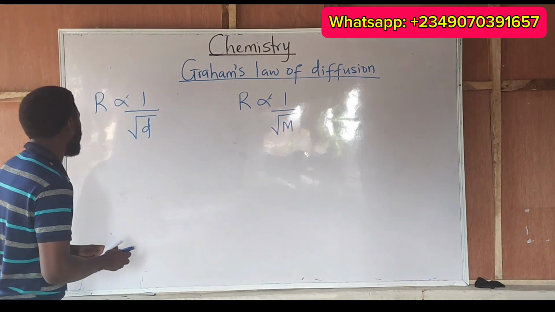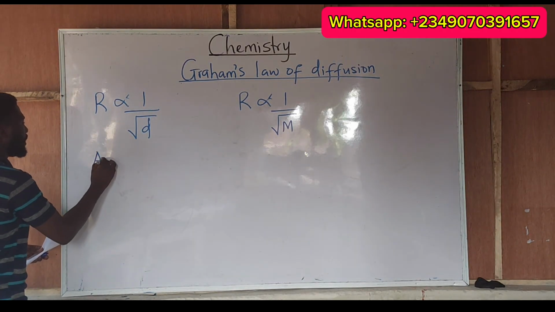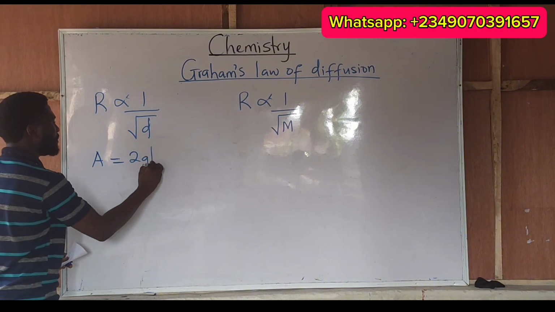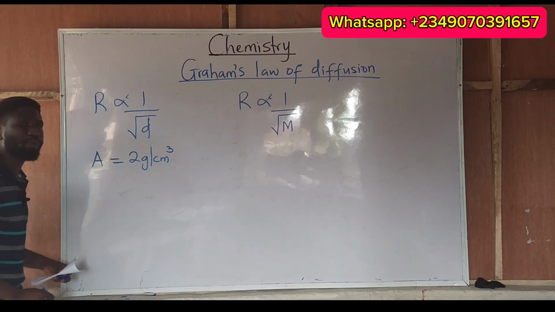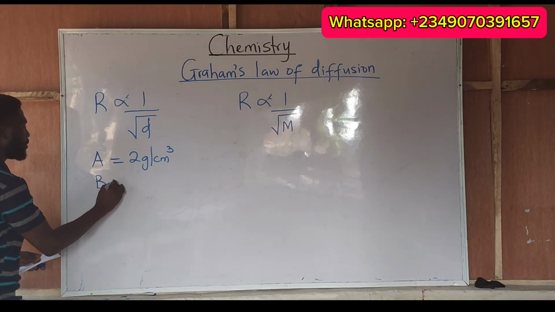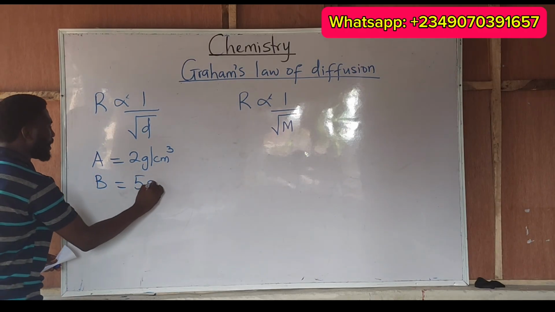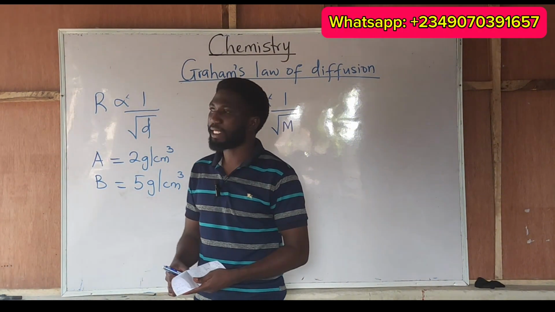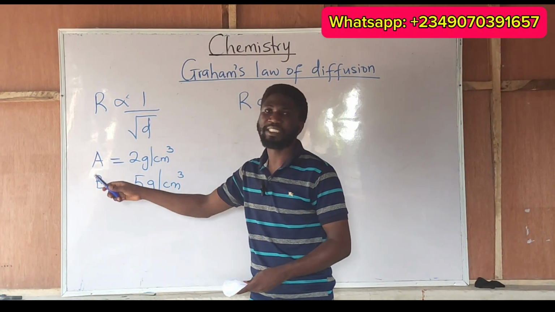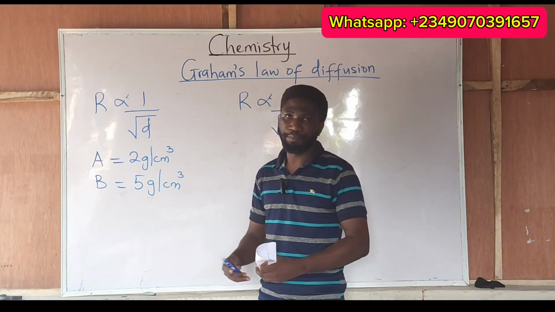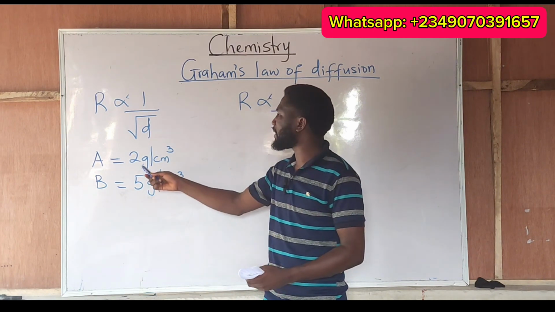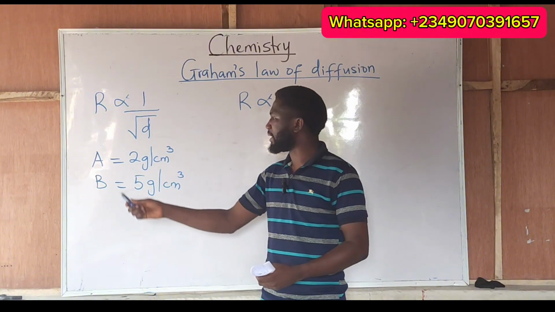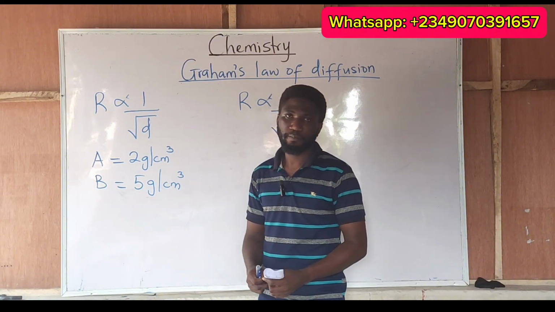Let's say, for example, we have a gas A having its density to be 2 grams per cm cube. Then we have a gas B with density 5 grams per cm cube. It is expected that gas A will diffuse faster than gas B. Why? Because gas A has a lower value of density than that of gas B.